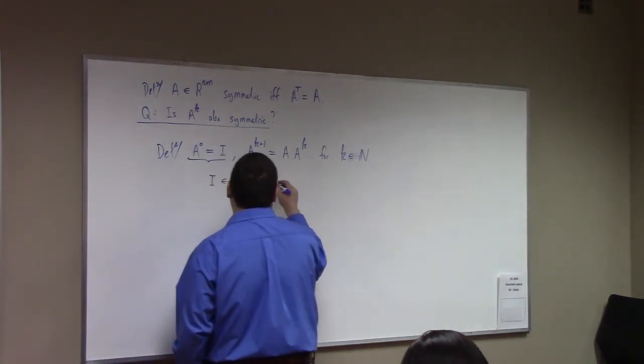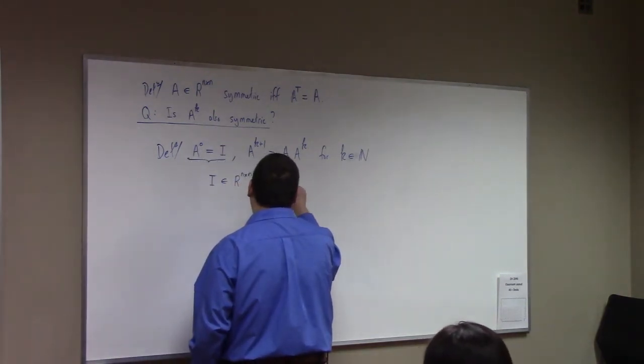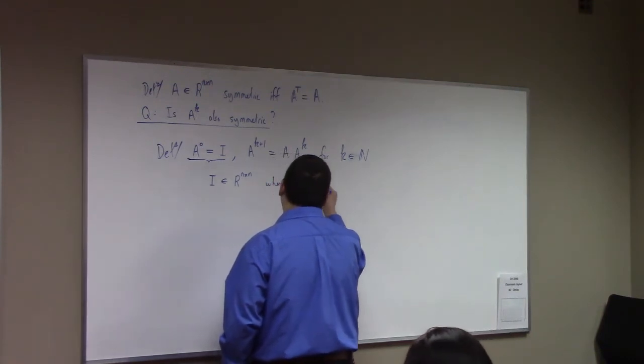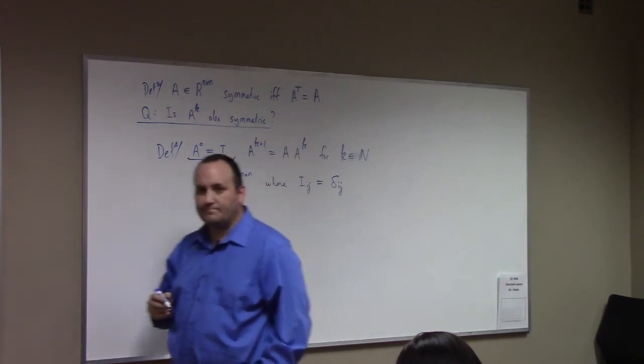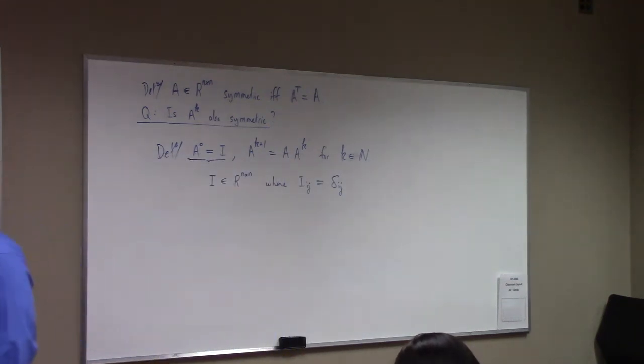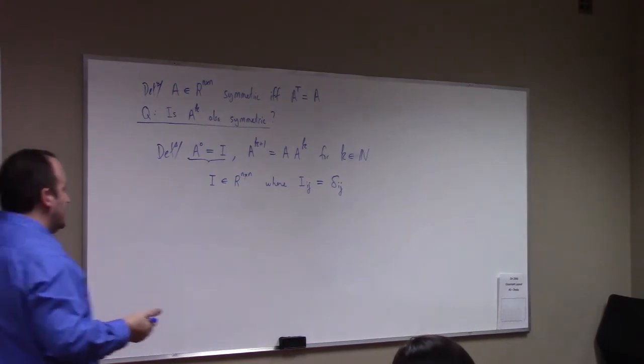N by n, and where the ijth component of I is equal to the Kronecker delta ij. So it's called a diagonal matrix because it only has non-zero entries on the diagonal of the matrix, on the 1, 1, 2, 2, 3, 3, and so forth components.